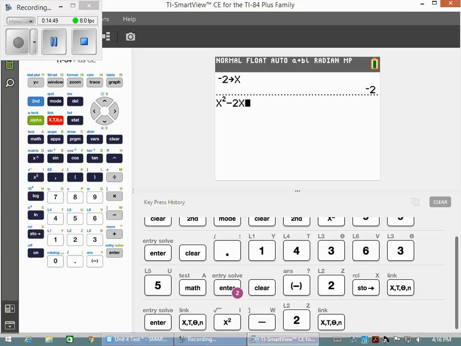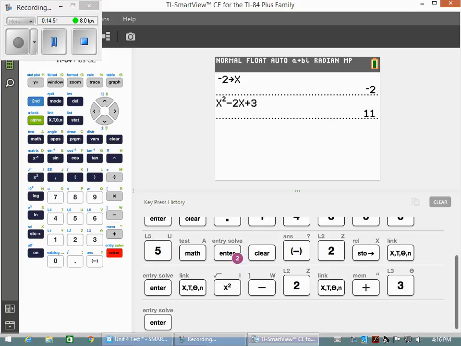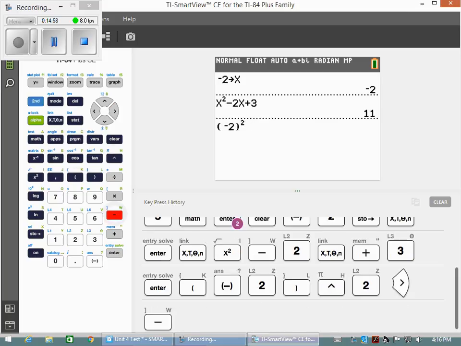The other way to do it would be to use parentheses. Negative 2 squared minus 2 times negative 2. Notice how I'm using parentheses.